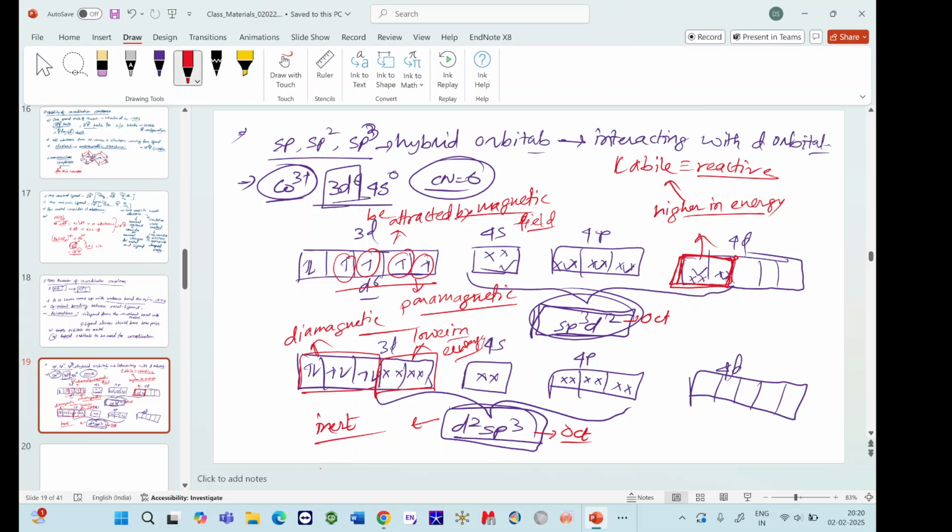Okay. And as they are paramagnetic, these are also called high spin, and these are called low spin.